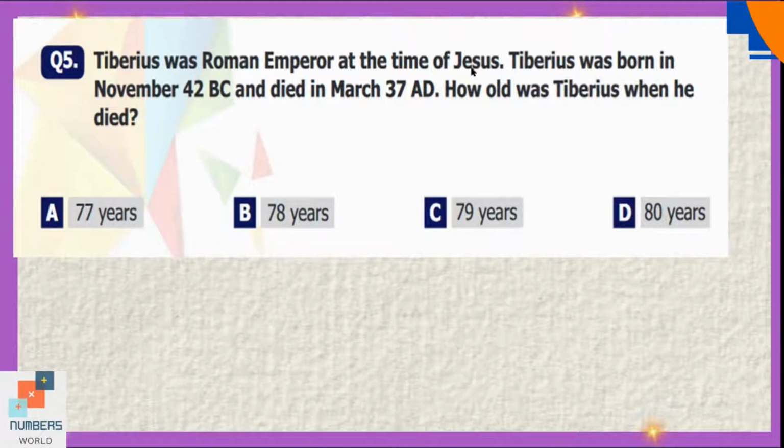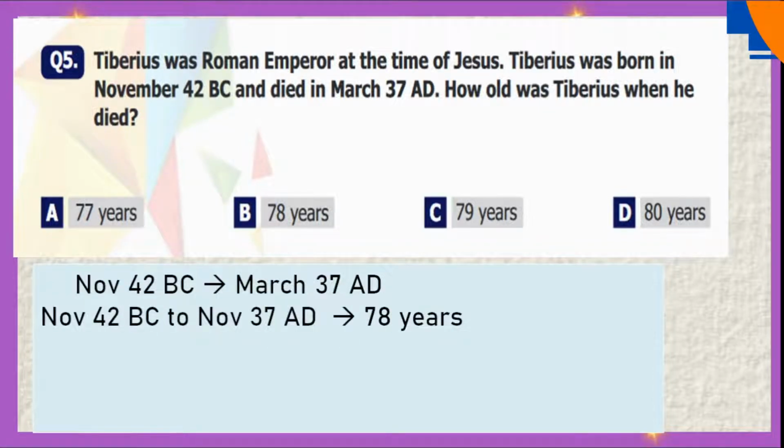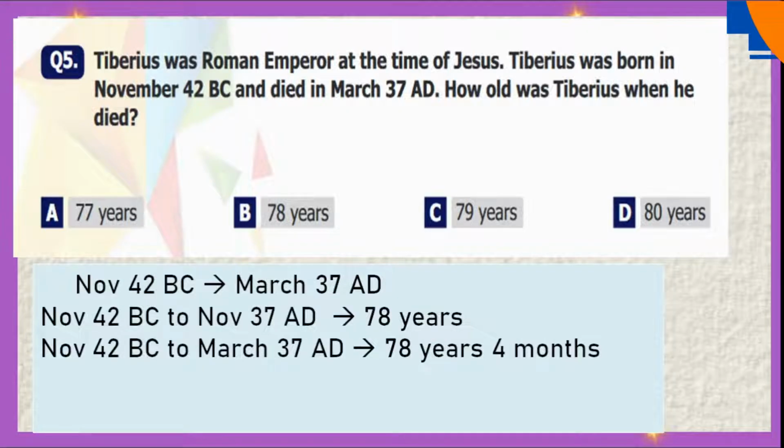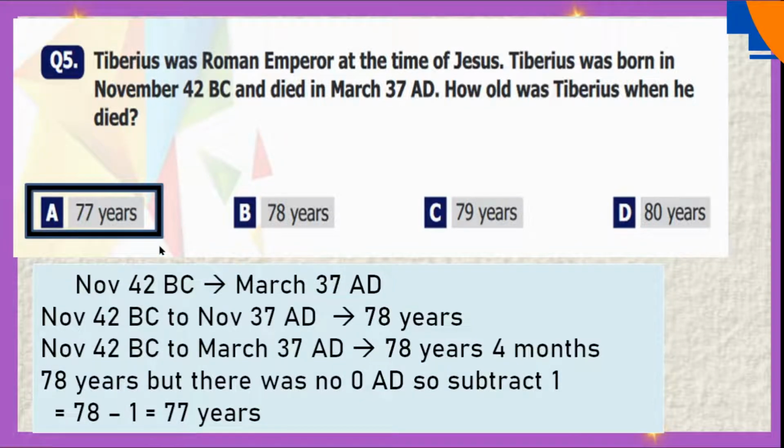Question number 5. Tiberius was Roman emperor at the time of Jesus. Tiberius was born in November 42 BC and died in March 37 AD. How old was Tiberius when he died? So he was born in November 42 BC and died in March 37 AD. From November 42 BC to November 37 AD, there are 78 years. And from November 42 BC to March 37 AD, there are 78 years and 4 months. So we will consider it 78 years, but as there was no 0 AD, so we will subtract 1 out of 78. So we may say that he was 77 years old when he died. So option A is our answer.